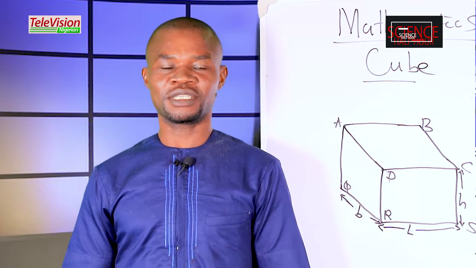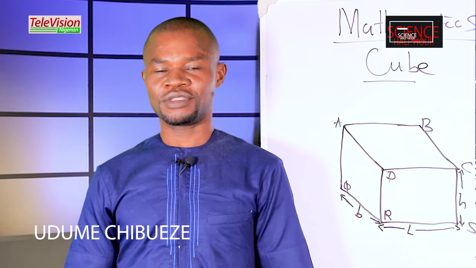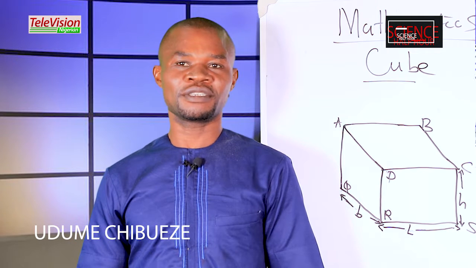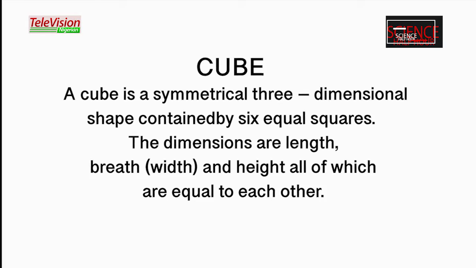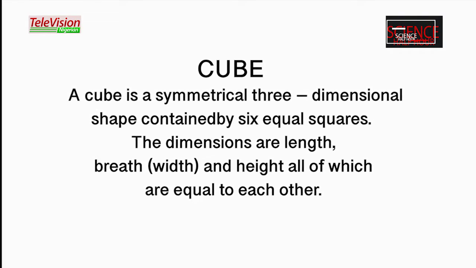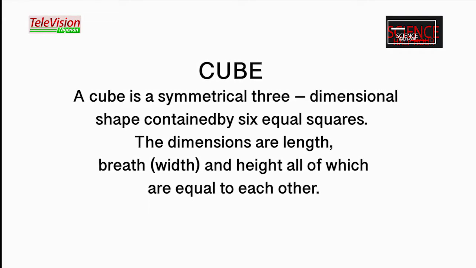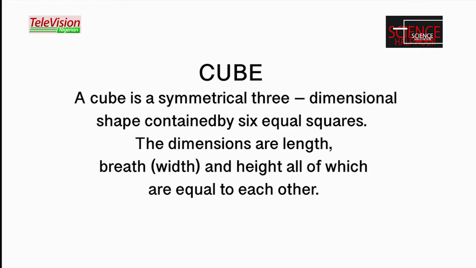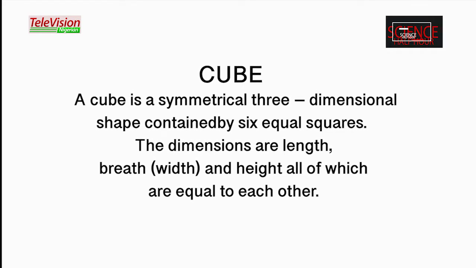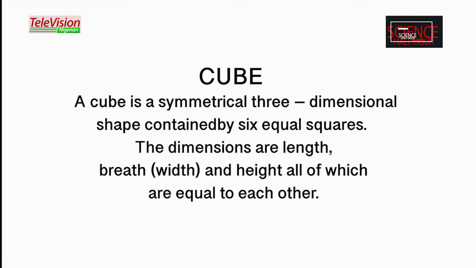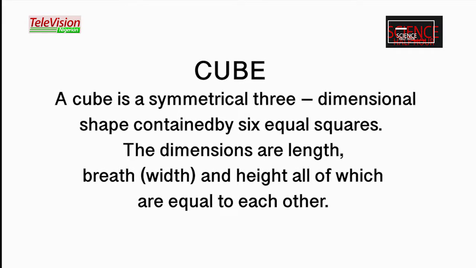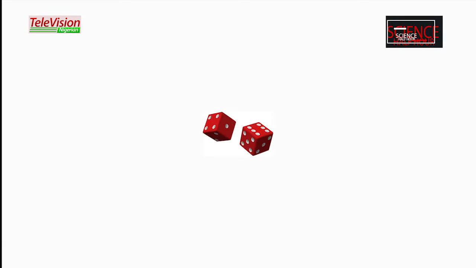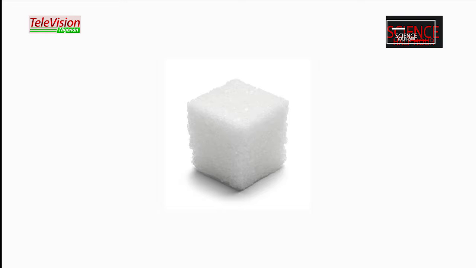Today's subject is mathematics, and the topic of today is cube. A cube is a symmetrical three-dimensional shape contained by 6 equal squares. The dimensions are length, breadth, and height, all of which are equal to each other. Examples of a cube are a fair die, Maggi cube, sugar cube, etc.